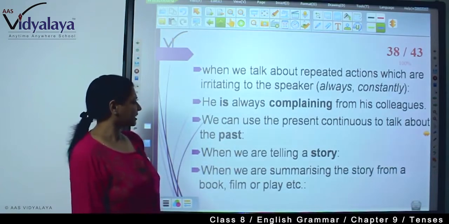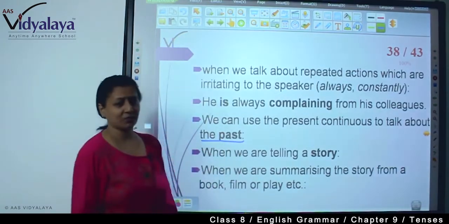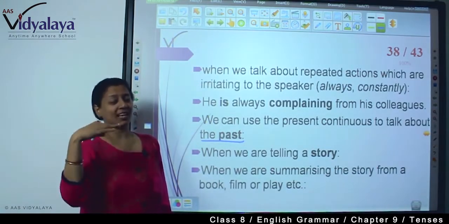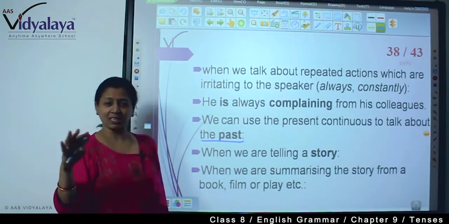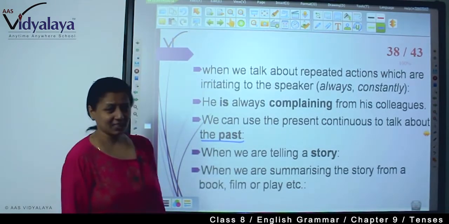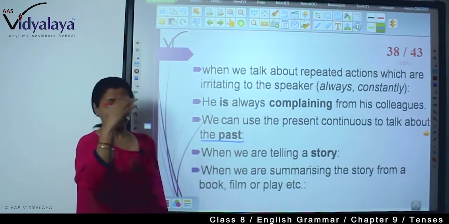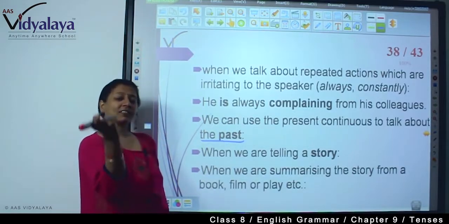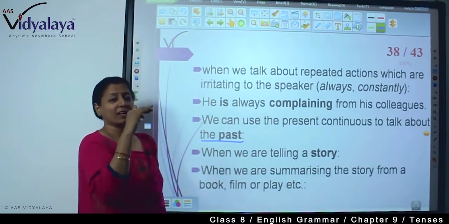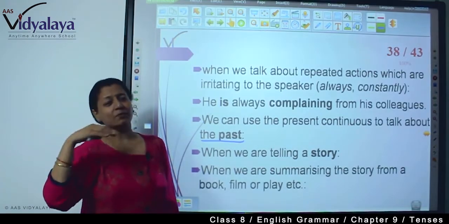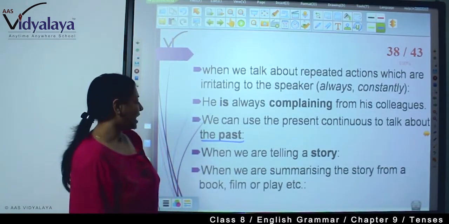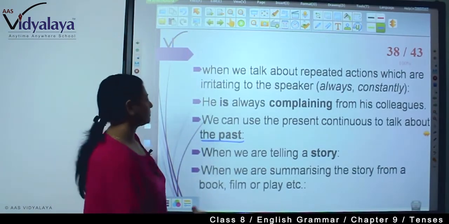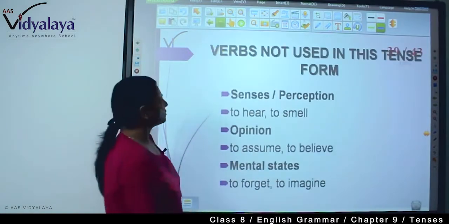Now we can use the present continuous to talk about the past. When you are talking about the past, the dialogues that are being said, we can use in present continuous tense. When we tell a story, the past events, we are transferred to that era, so we can say the entire thing in present progressive tense. And when we are summarizing a story from a book, film or play, we also use present continuous.